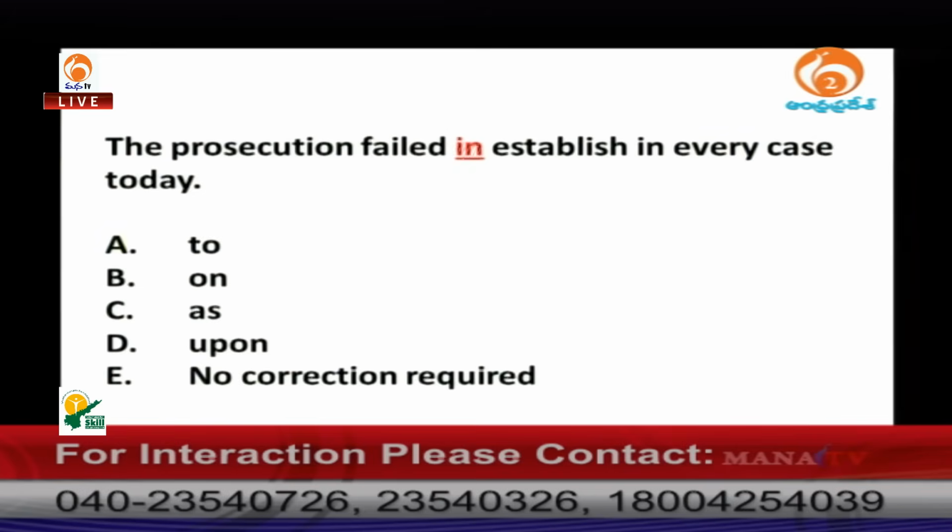Next, the prosecution failed in establish in every case today. Now the sentence itself is incorrect. It does not make any sense. The options are: the prosecution failed in establish in every case today; the prosecution failed to establish in every case today; the prosecution failed on establish; the prosecution failed as establish; the prosecution failed upon establish. No correction required. And the correct answer is 2.